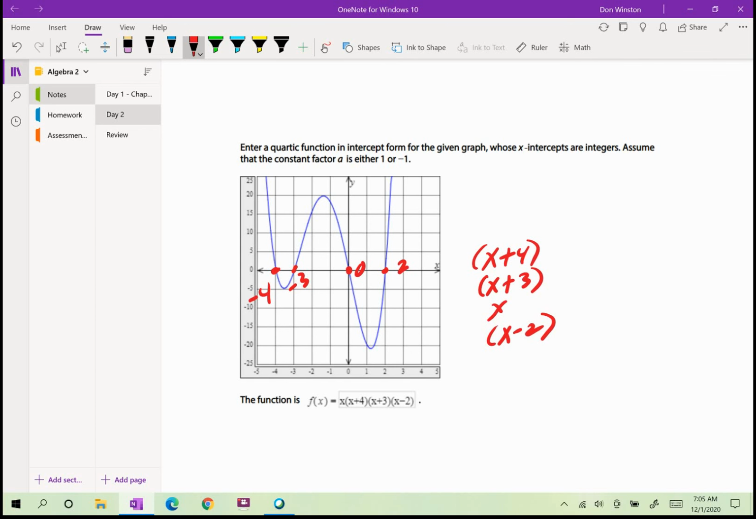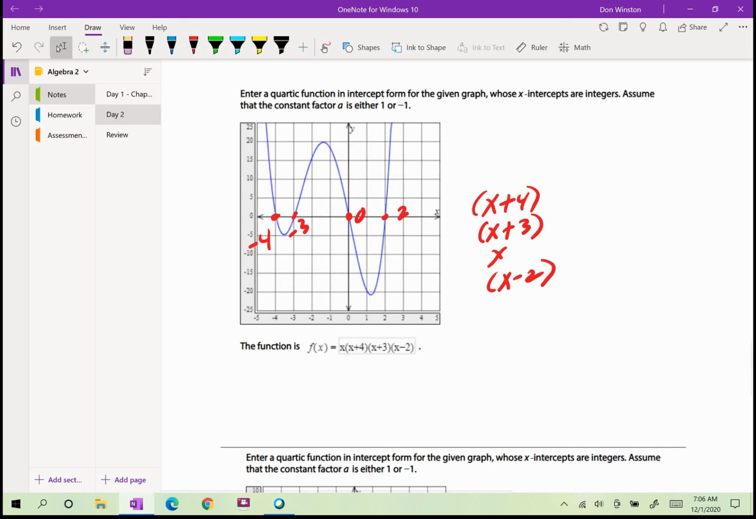Okay, so the way you would type that in to verify your work, to check your work, is the way I did it. So that was x times x plus 4 times x plus 3 times x minus 2. Although I don't think it really mattered where you put that x, but I put it out in front. Okay, so that's how you had to type that one in.